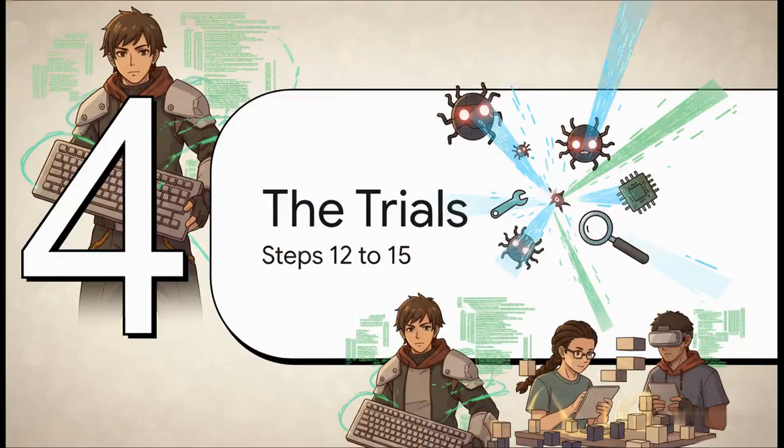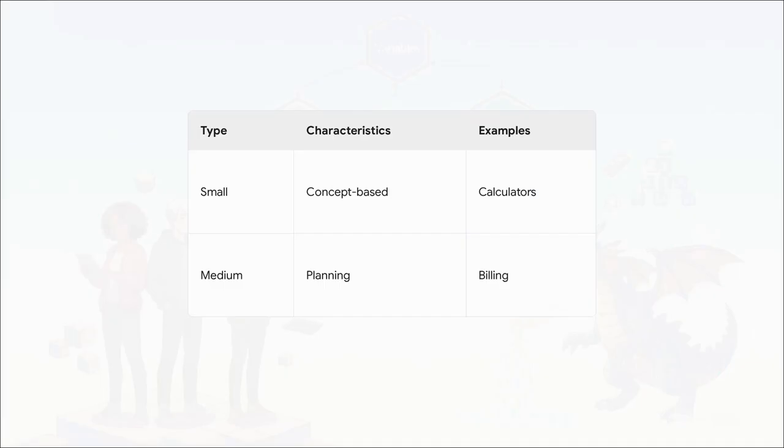That brings us to phase 4, the trials, encompassing steps 12 through 15. This is the application phase. It's where you take all that theoretical knowledge and transform it into real, tangible skill. You build confidence entirely through projects. It's best to start small. Build simple calculators or timers. They honestly don't need to be complex. They just need to be finished.